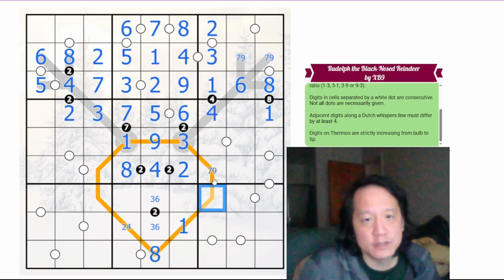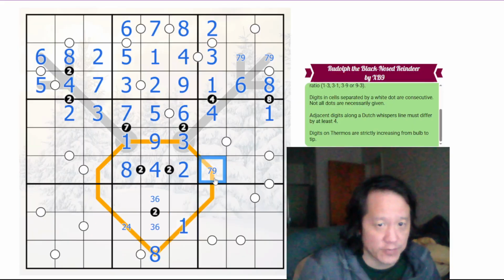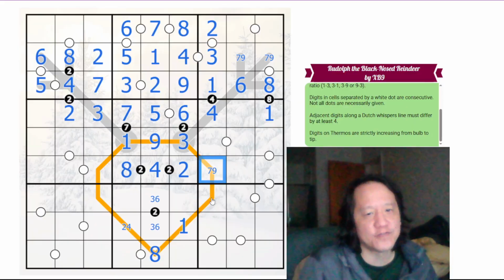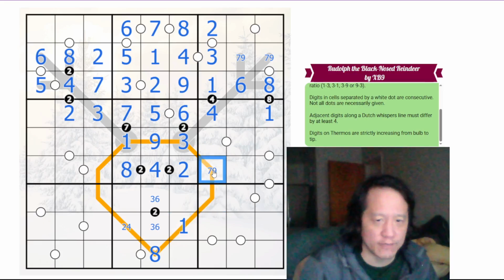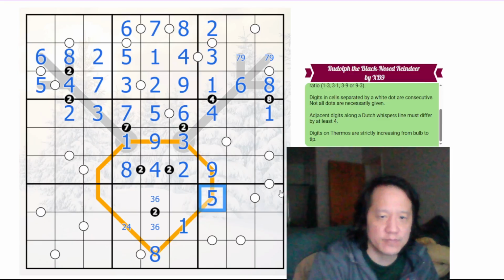This digit here is 4 or more away from 1, but it also must be 4 or more away from 7 or 9. The only digit that satisfies that is a 5, which can be 4 away from 1 and 4 away from 9. So this is 5, which makes this 9.